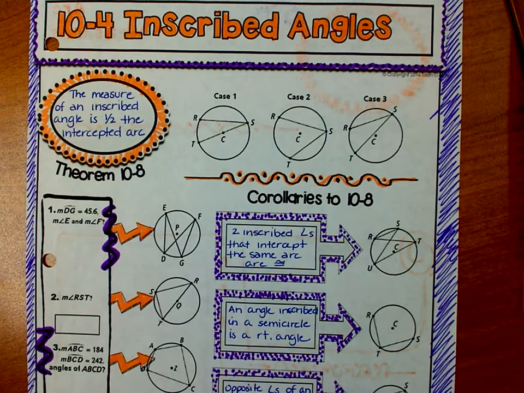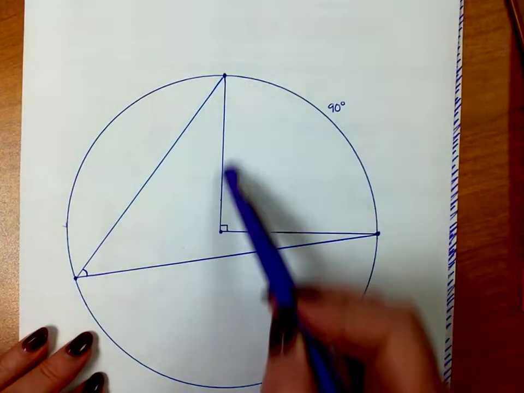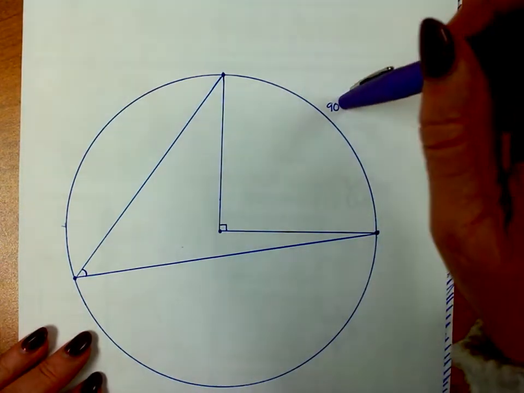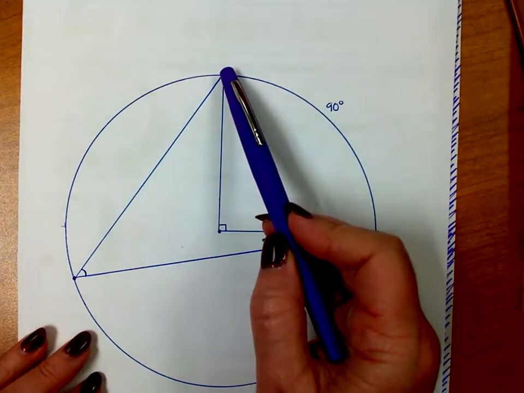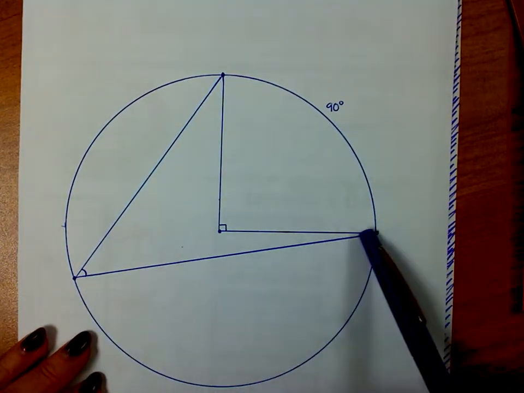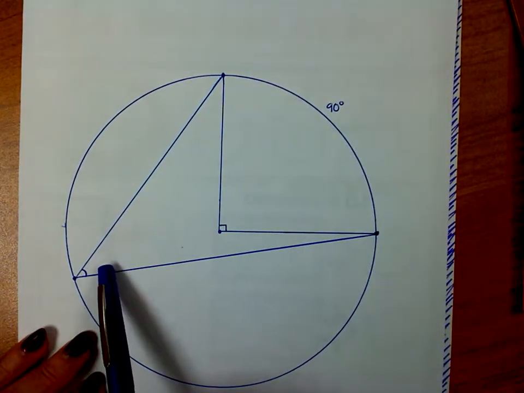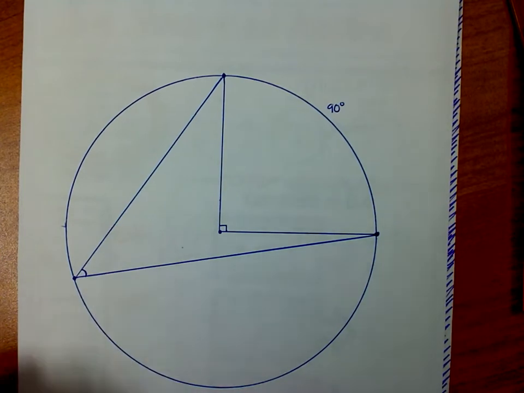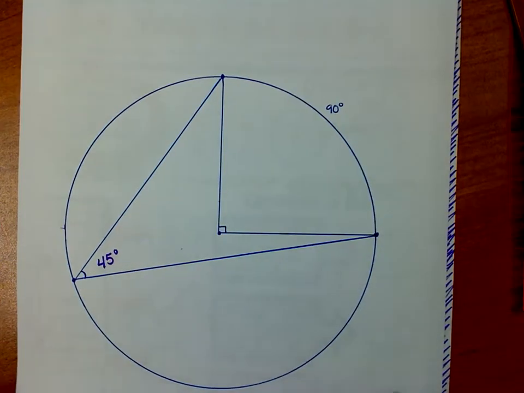Let's look at a picture. And I showed you this in class, but if we have a central angle that's 90 degrees, it's a right angle. So the arc is 90 degrees, which matches our central angle. Here we have an inscribed angle that intercepts the same arc. But this one clearly is not 90 degrees. So this is, in fact, half of that. So this is going to be 45 degrees.